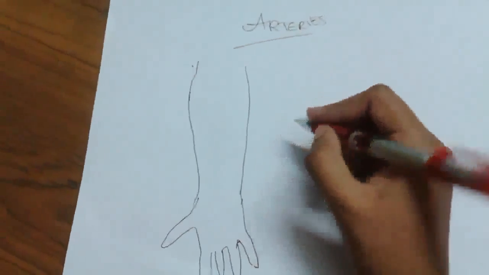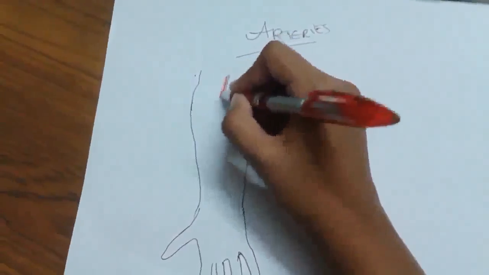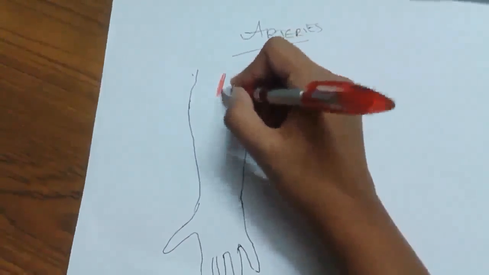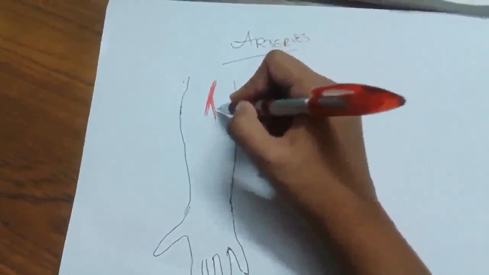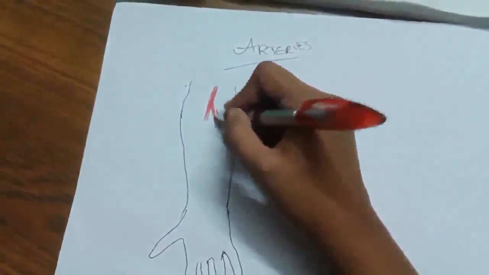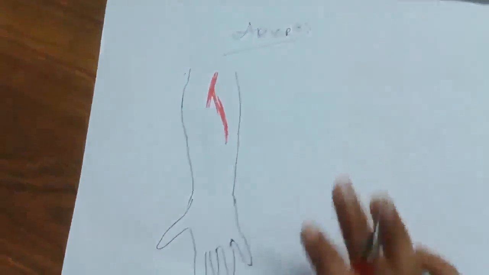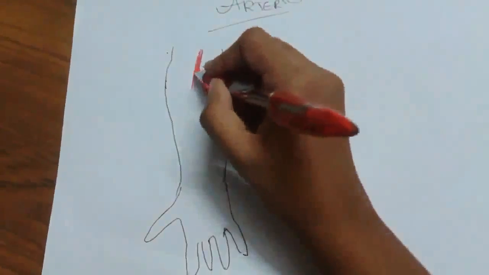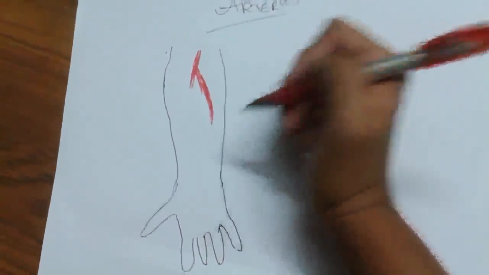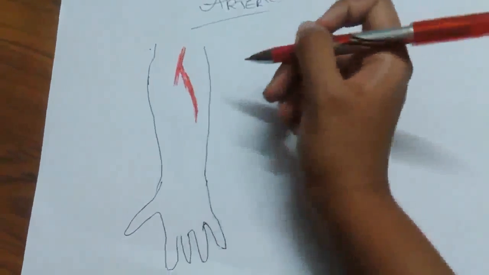Yeah. Now, this is the brachial artery. As you know, brachial artery at the neck of radius, it divides into two arteries. One is ulnar artery and the other is radial artery. So this is the ulnar artery. So first let us learn about the ulnar artery. Ulnar artery, it is the terminal branch of the brachial artery. Where does it arise? It arises in the cubital fossa, just at the neck of the radius.